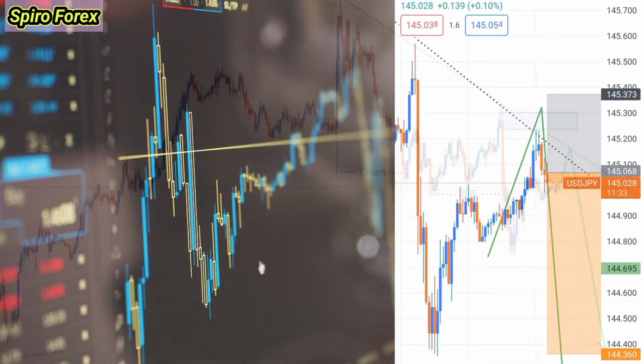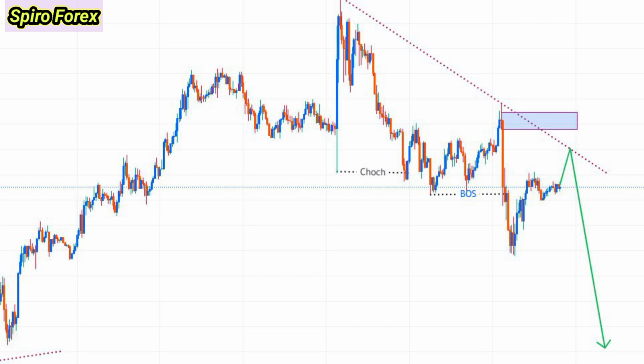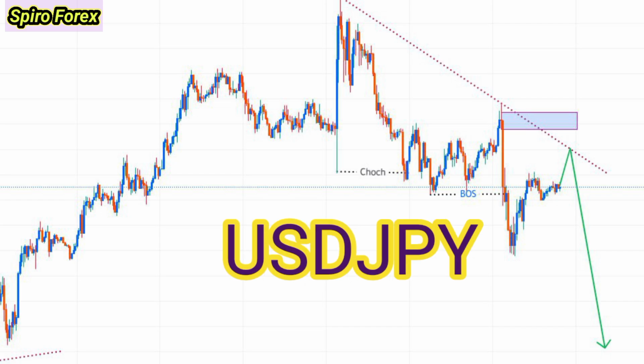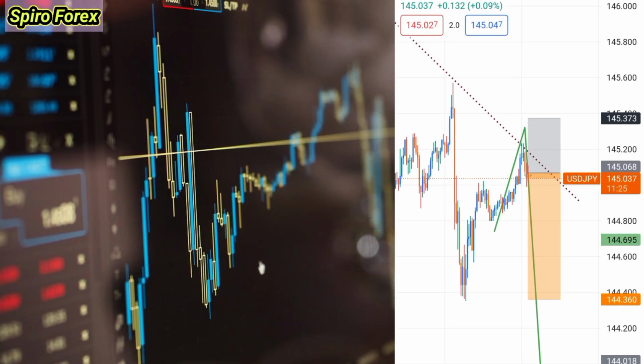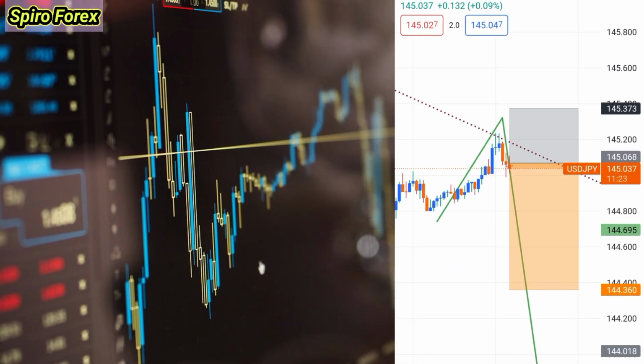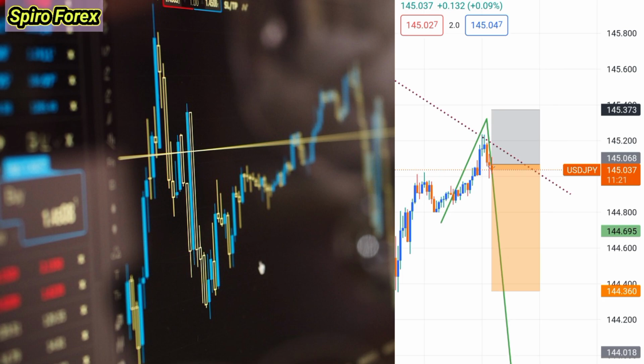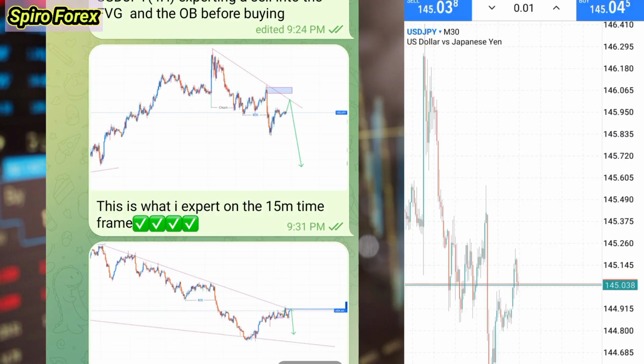Then we had another opportunity on the next day on USD JPY. It was in the morning, early morning, even before London session would open. Then we had this opportunity. So I sent the trade to the Telegram group that we should be expecting a sell, because there was a downward trend line that the price was respecting. So that was the third touch.